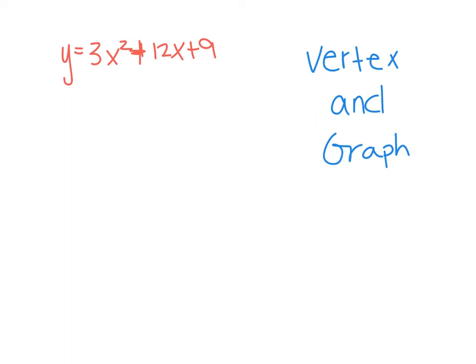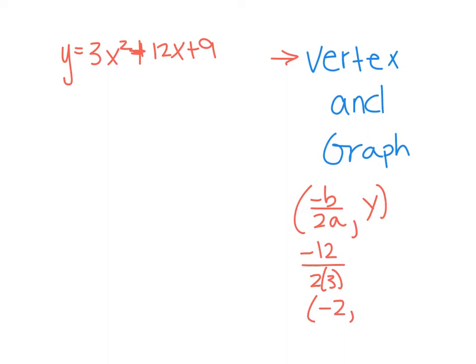Okay, so the first thing I want to focus on here is vertex. In order to find the vertex, we have to get the x, the axis of symmetry, the x equals -b over 2a, and then we plug that in to find the y. So that's what I'm going to start with. My -b is -12 over 2 times a, which is 2 times 3. -12 divided by 6 is -2. So I'm going to plug -2 into this equation. Remember to use parentheses.